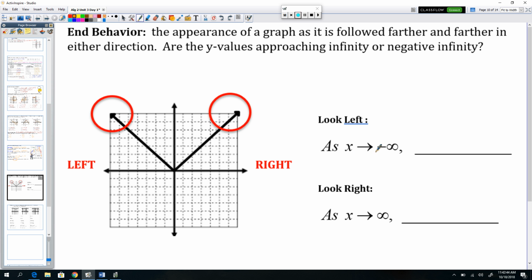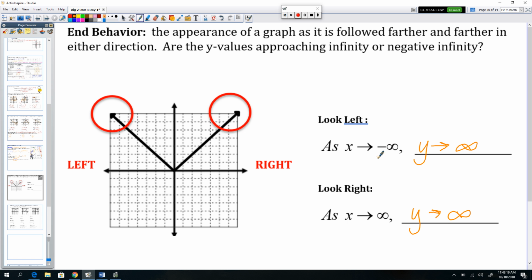First, look left. As the x values approach negative infinity, as we go forever to the left, what is happening to the y values? As x goes to negative infinity, y goes to, notice the y values will go up to positive infinity. On the right-hand side, as x goes to positive infinity, as we go right, as we follow this thing all the way to the right, as x approaches positive infinity, y goes to positive infinity as well.